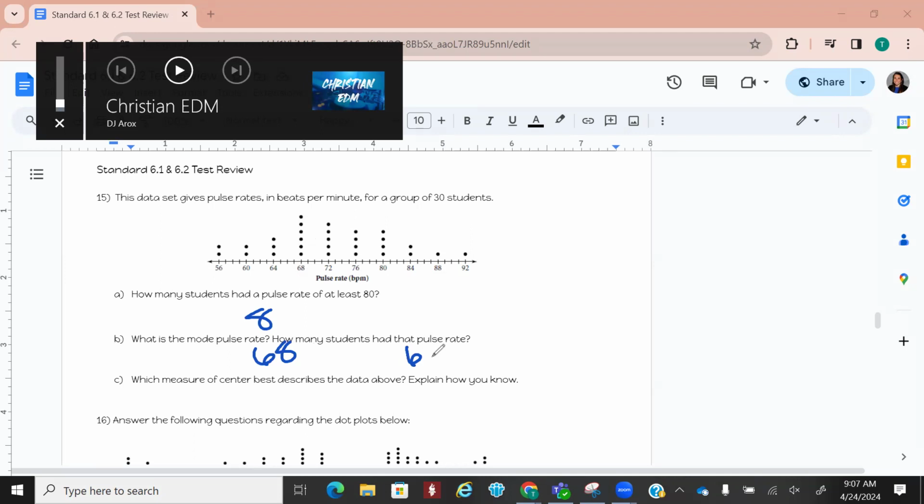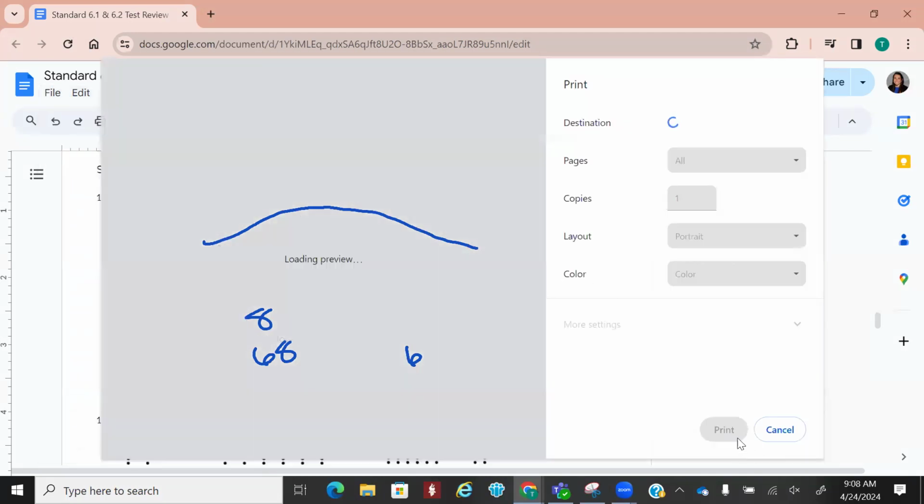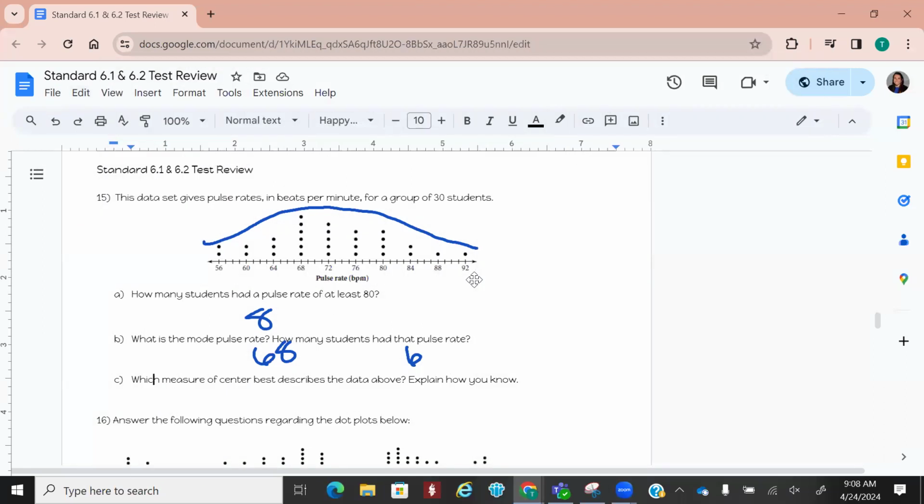Okay. Which measure of center best describes the data? That's talking about either median or mean. So what kind of shape does this have? Bell shape. We wrote down way back last week that if something has a bell shape, then mean equals median, which means you can use the mean on this one. Okay, you can use the mean on this one, because it's symmetrical. Mean on that one because it's symmetrical.